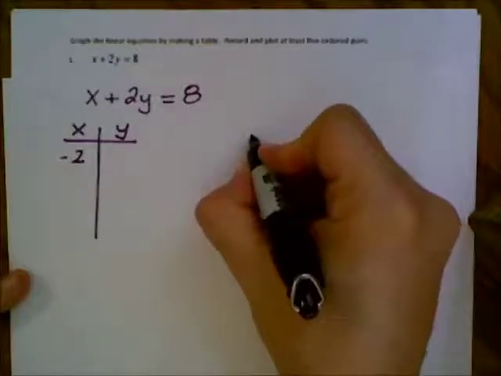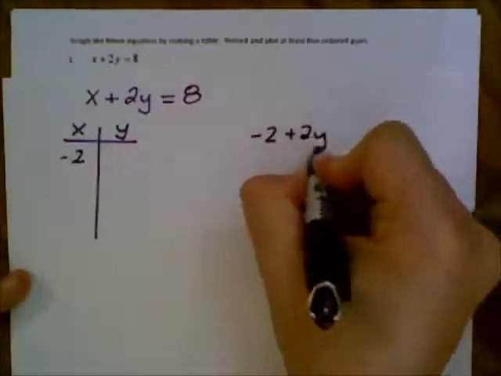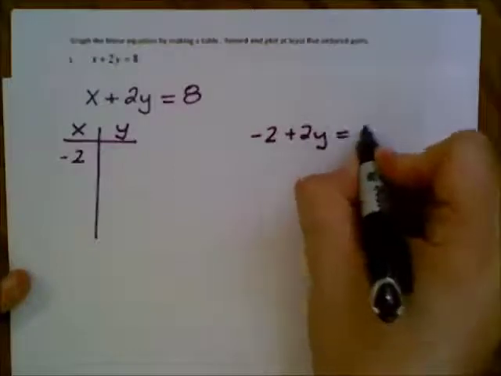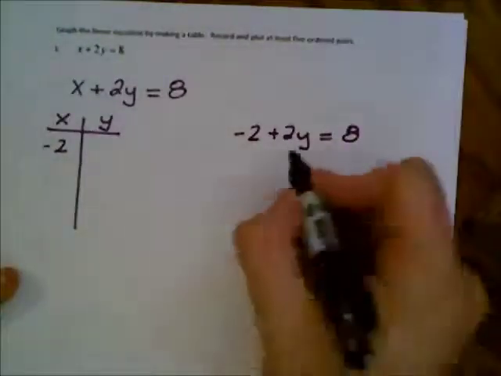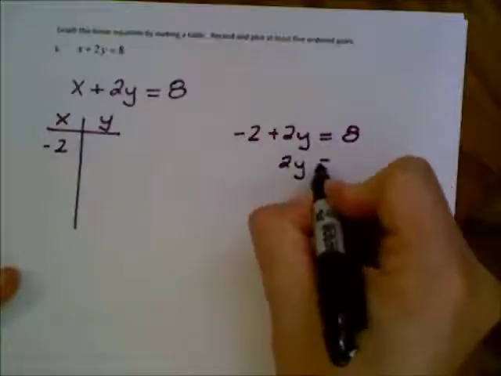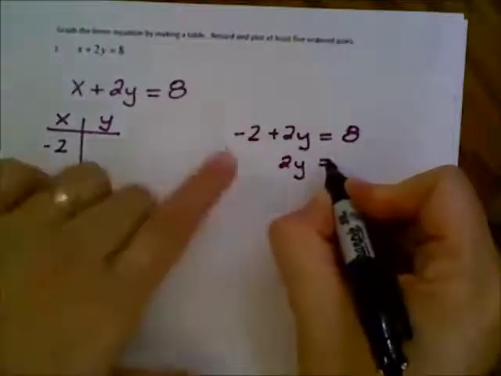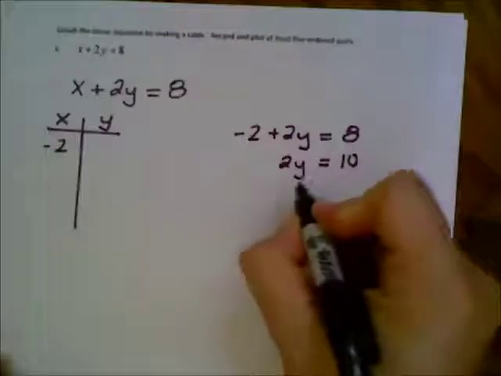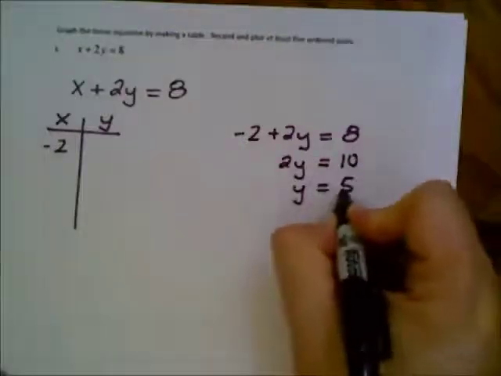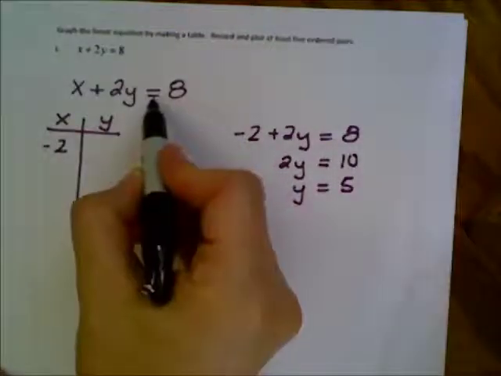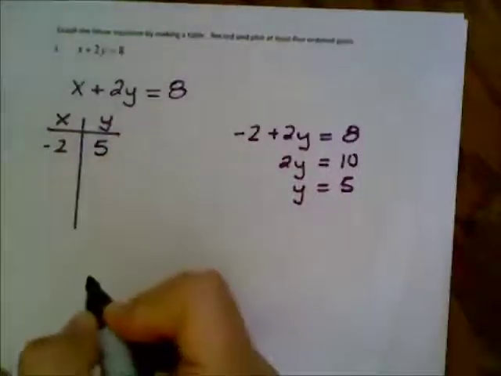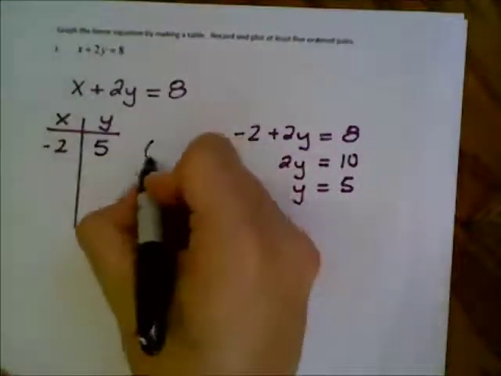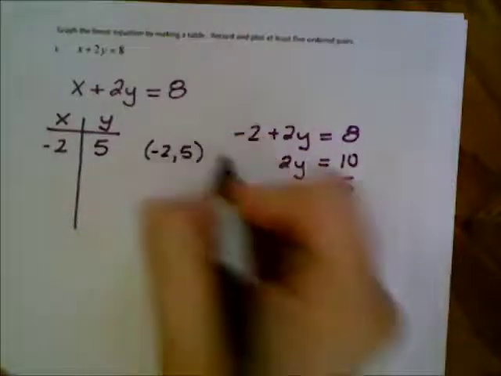Alright, I'm going to plug in x equals -2 into the equation x plus 2y equals 8. And now I'm going to isolate y to solve for y. And we know how to do that. We're going to add 2 to both sides, and we're going to divide both sides by 2. And to make this original equal sign true, when x is -2, y is 5. And later we will plot the ordered pair -2, 5.